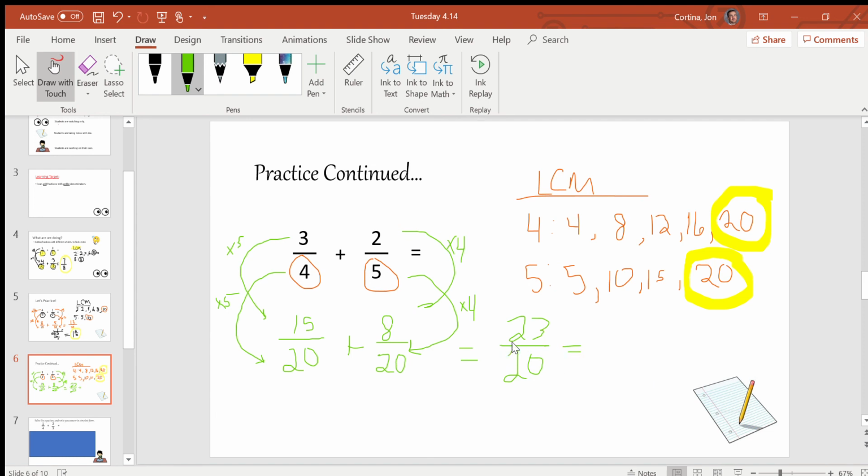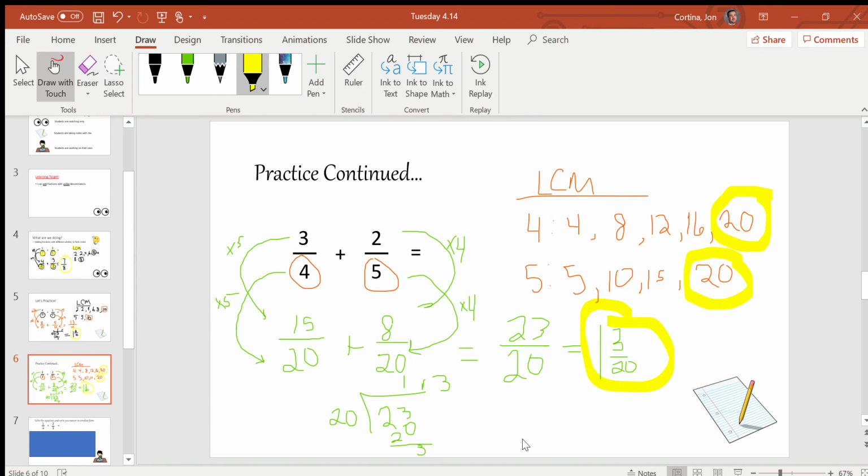So the way we do that is to divide. We have 23 divided by 20. Well, I know that 20 can go into 23 only one time. And there's going to be 3 left over. So our mixed number now is 1 whole, 3/20ths. Okay. Seems like a big fraction, but we can't really reduce this into any lower terms, so we're just going to leave it as it is. And that is our mixed number.